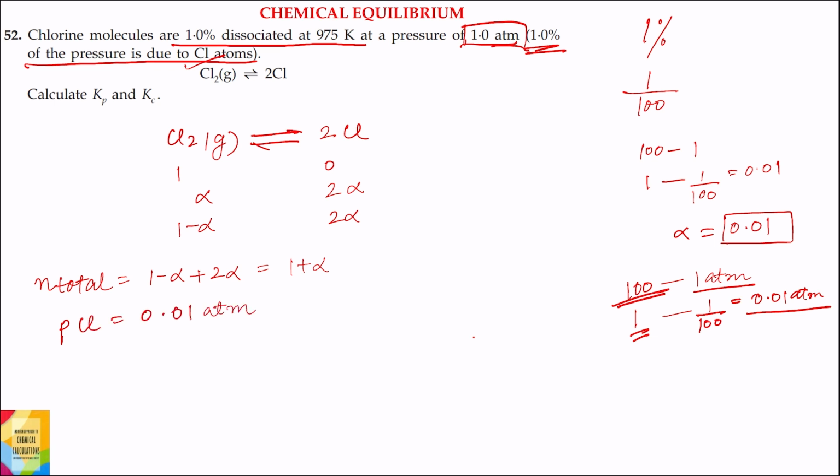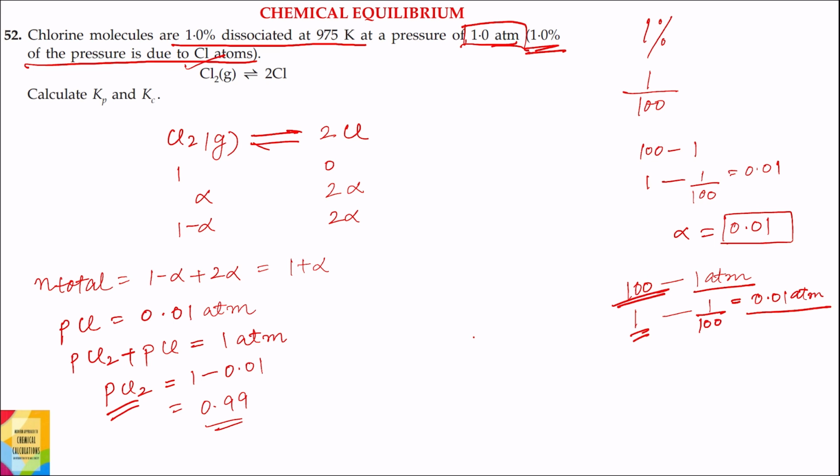Now total pressure is the sum of pressure of chlorine molecules and the chlorine atoms, and this is equal to 1 atmosphere. Therefore pressure due to chlorine molecules will be equal to 1 minus pressure due to chlorine atoms, that is 0.01, and this is equal to 0.99 atmosphere. So pressure due to chlorine molecules is 0.99 atmosphere.